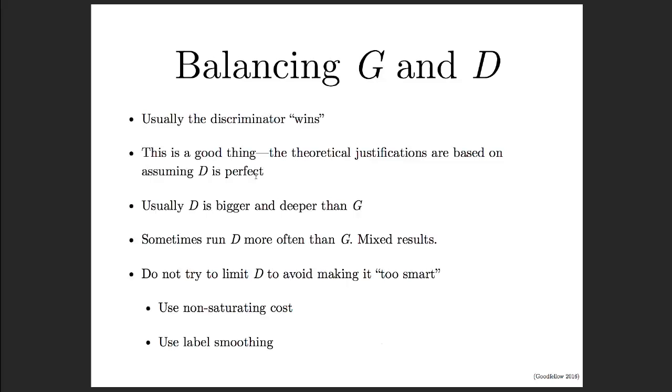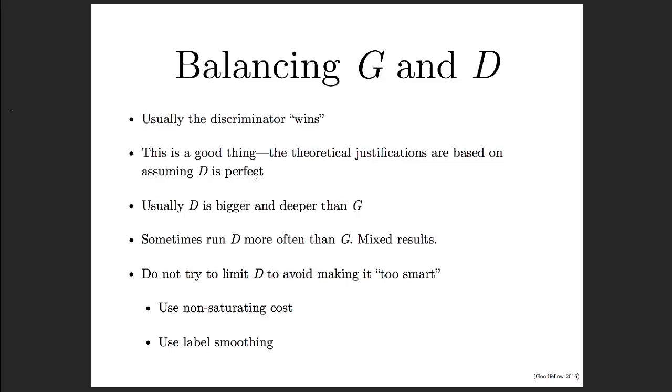In some cases, you can get problems where if the discriminator gets really good at rejecting generator samples, the generator doesn't have a gradient anymore. Some people have an instinct to fix that problem by making the discriminator less powerful. But I think that's the wrong way of going about it.